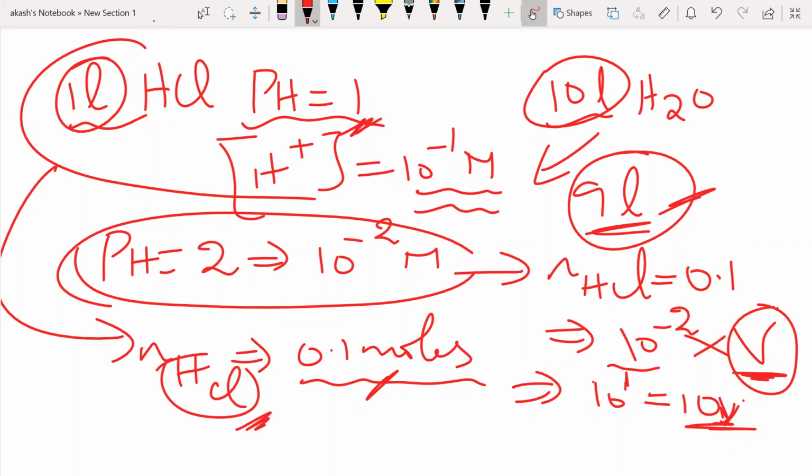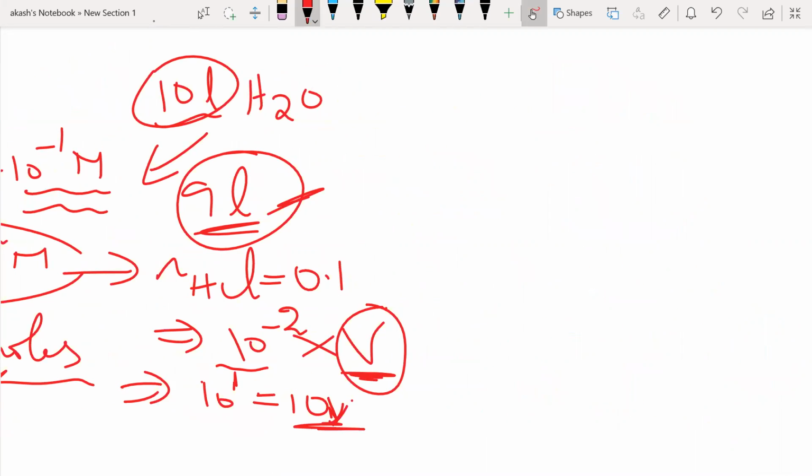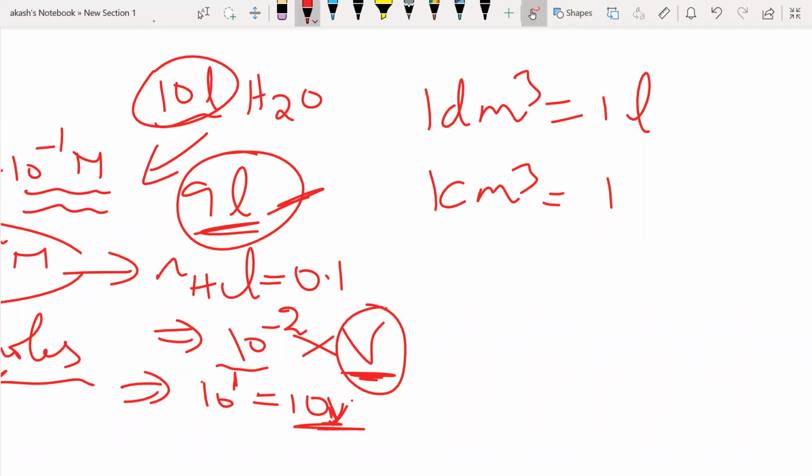Okay, so question marked 5. pH of 0.08 mole per decimeter cube. Remember, 1 decimeter cube is 1 liter. That's the conversion. 1 centimeter cube is 1 ml. Please remember this. I can write it for you if you want. 1 decimeter cube is 1 liter. 1 centimeter cube is 1 ml. So these two you can remember.